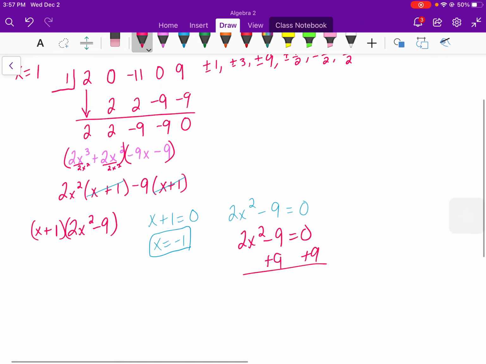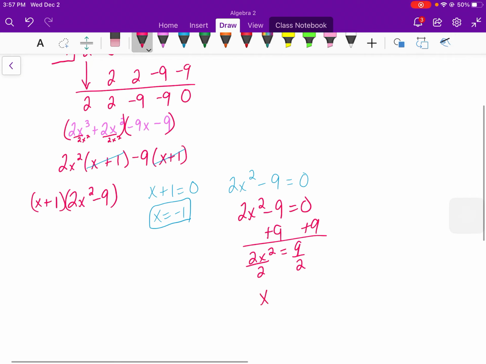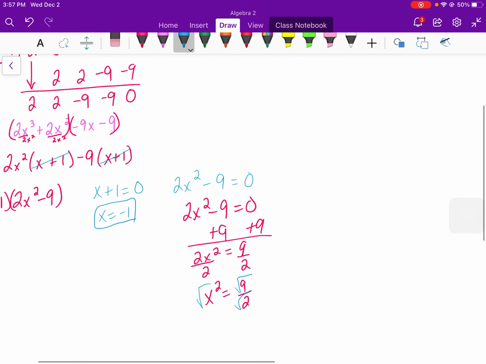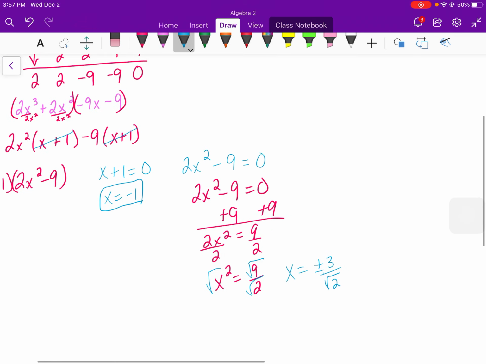Add 9. 2x squared equals 9, divide by 2, okay, x squared equals 9/2. And then we're going to have to square root both sides. So square root a fraction, you square root the top and the bottom separately. It's going to give you plus or minus the square root of 9 is 3, and the square root of 2 is irrational, square root of 2. So that's our decimal that we're getting.